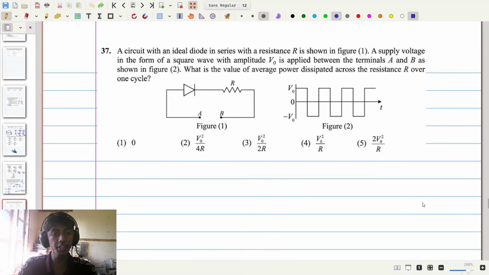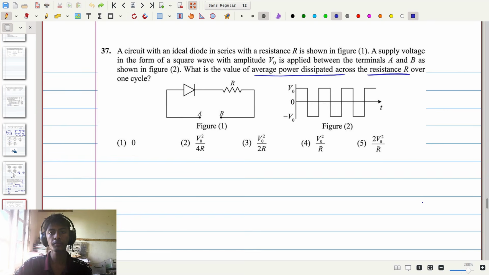Next, if we consider question 37, it says a circuit with an ideal diode in series with a resistance R is shown in figure 1. A supply voltage in the form of a square wave with amplitude V0 is applied between the terminals A and B as shown in figure 2. Now given this, they ask us what is the value of the average power dissipated across the resistance R over one cycle.